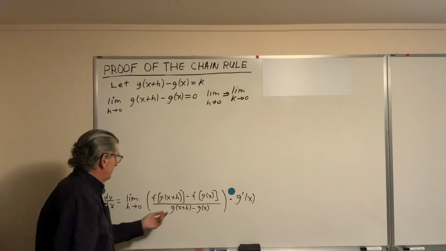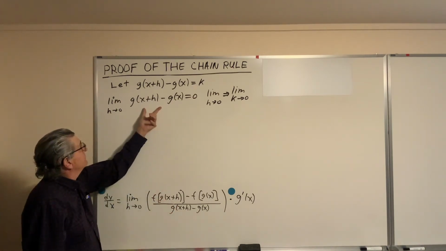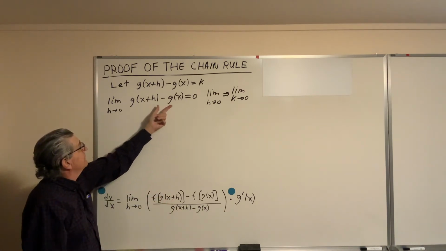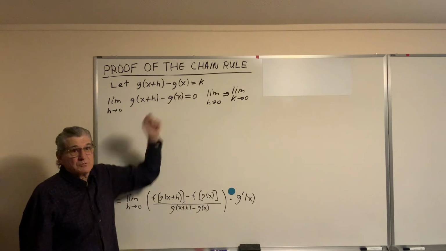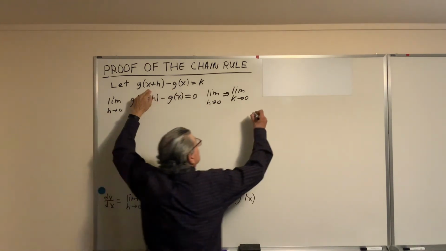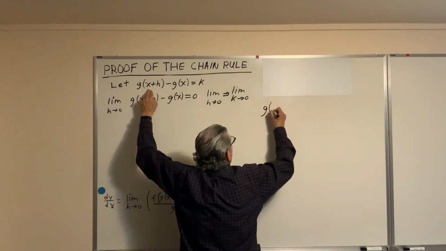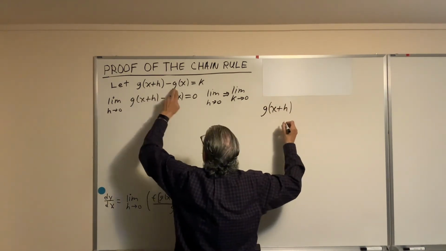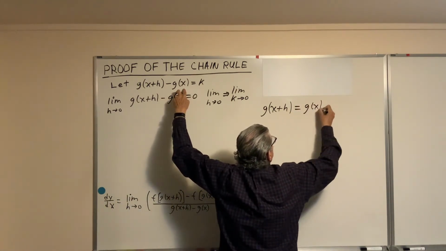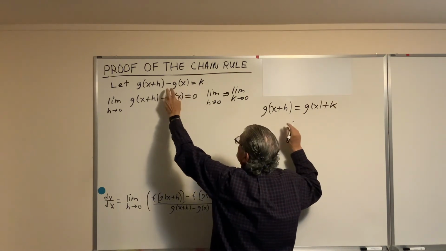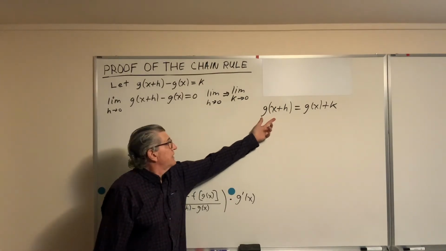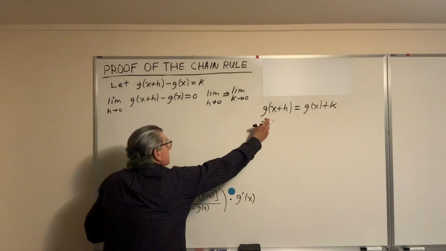All right, so I want to rewrite this using this. Here's my g of x plus h. Here we have g of x plus h minus g of x equals k. So let's solve for g of x plus h. All I do is add a g of x to both sides, and I get g of x plus k. Just simple algebra, move that over to the other side. So now let's just change this to this.